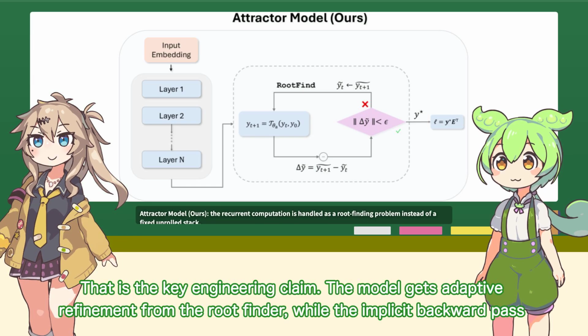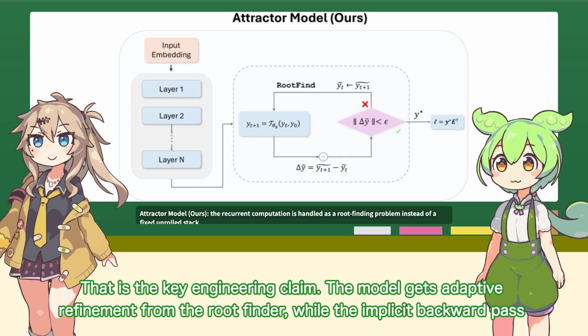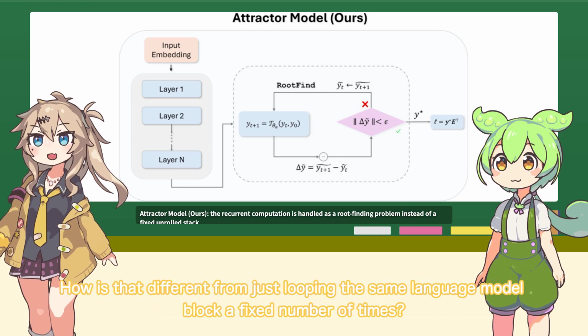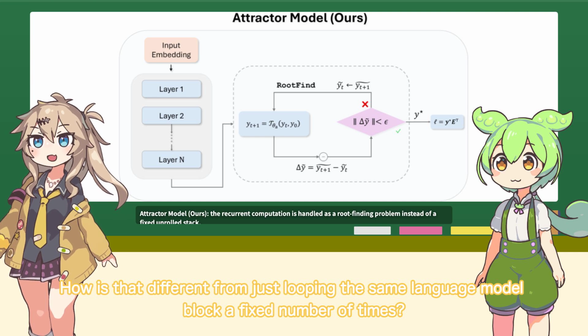That is the key engineering claim. The model gets adaptive refinement from the root finder, while the implicit backward pass keeps memory constant as the effective depth increases. How is that different from just looping the same language model block a fixed number of times?